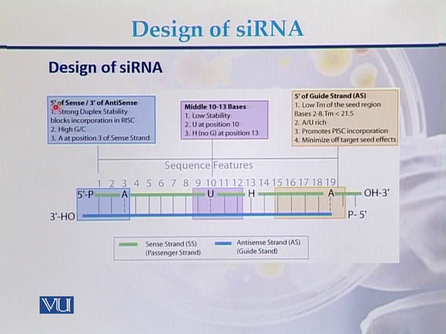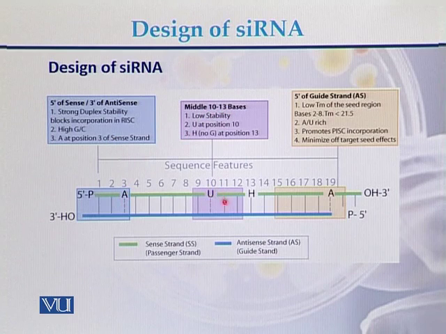In case of the 5' end of the sense strand, there is strong duplex stability here. There is a high GC content. And there is an A, I mean adenine, at position 3 of the sense strand. Here we can see that at position number 3, there is adenine.